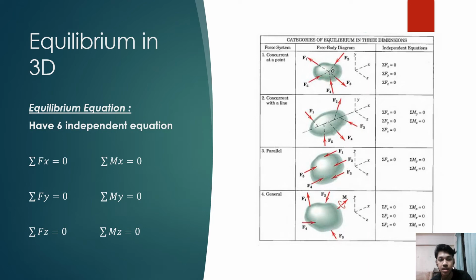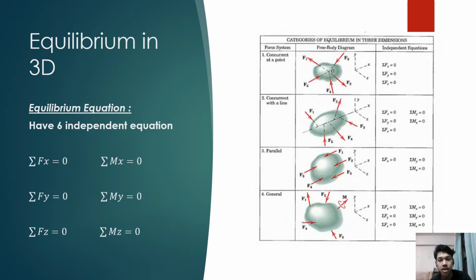Equilibrium in 3D. Basically, for equilibrium in 3D, we have 6 independent equations: Fx is equal to 0, Fy is equal to 0, Fz equal to 0, and the moment in the x direction is equal to 0, the moment in the y direction is equal to 0, and the last one is the moment in the z direction is equal to 0. For equilibrium in 3D, we also have 4 types: concurrent at a point, concurrent with a line, parallel, and general.